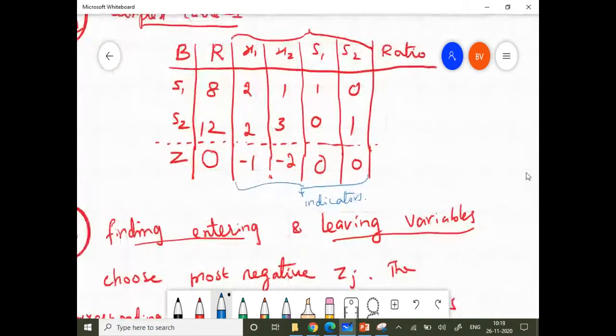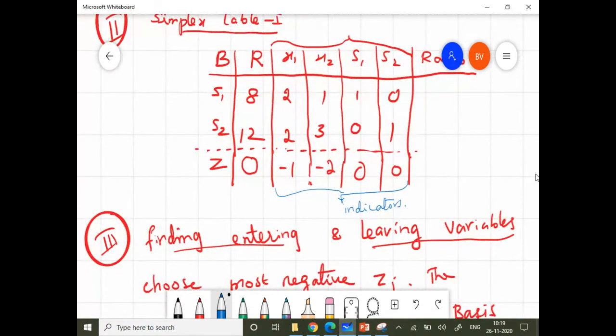So we are going to choose the most negative now. Among these Z values, the most negative value is this one. So this is our column, and this variable will join this club. That is why this variable is called the entering variable. Where is it entering? It will enter here. So one of these variables will be kicked out: S1 or S2. One of them has to move.